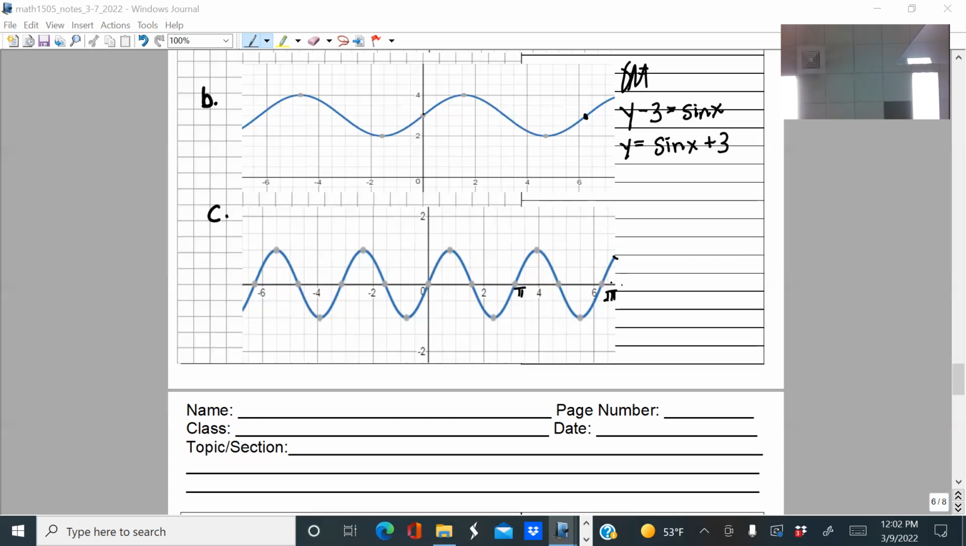How much has that been compressed by a factor of what? Anything? What do you think? Look, how many cycles? But normal, go to 2 pi.